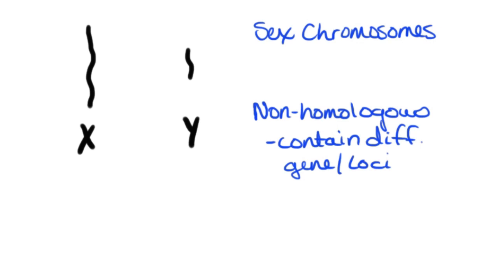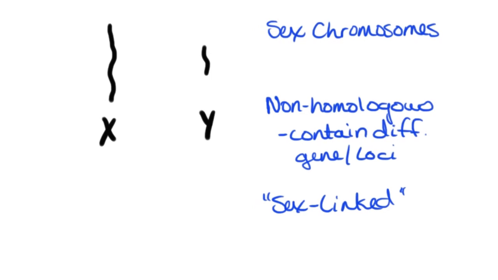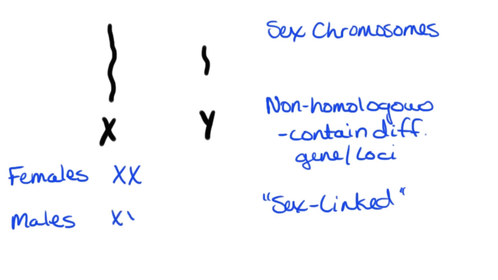This is going to affect the inheritance patterns if we're talking about genes that are located on the X chromosome or something that's located on the Y chromosome. So anytime we talk about genes on these chromosomes, we do refer to them as sex-linked genes because they are located actually on the sex chromosomes. And we do have to understand that the number of copies of these is going to be different depending on whether we're talking about a female or a male. So females are going to have 2 X chromosomes, but males are going to get 1 X and 1 Y.